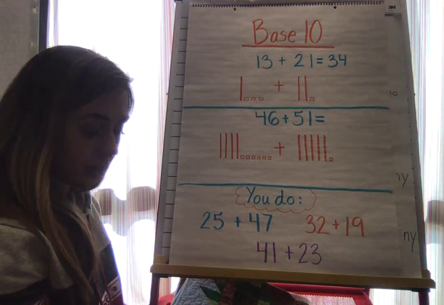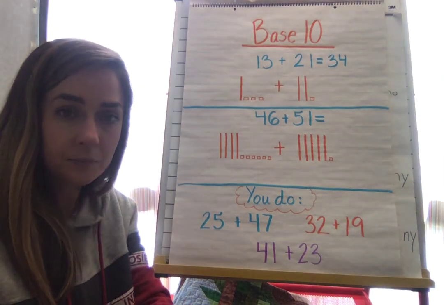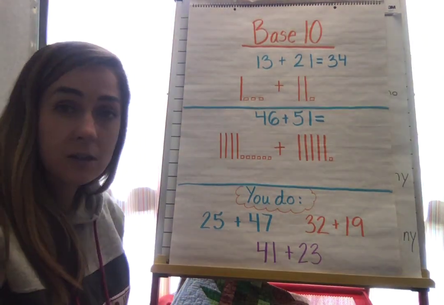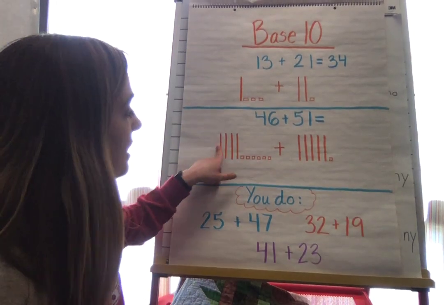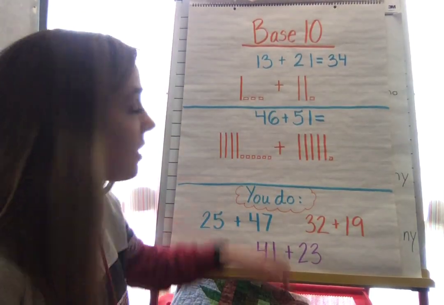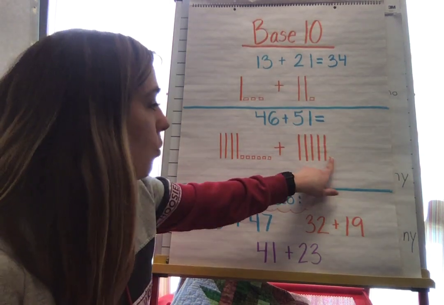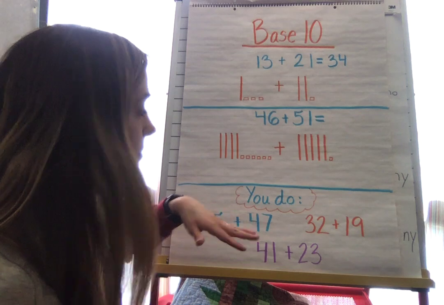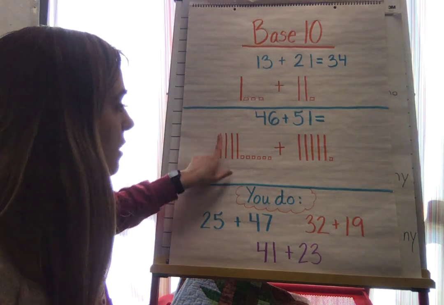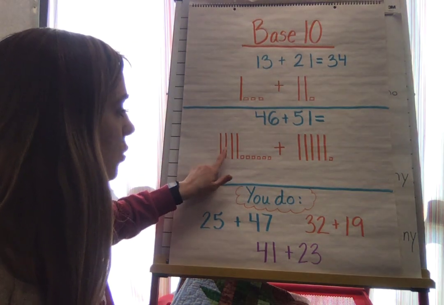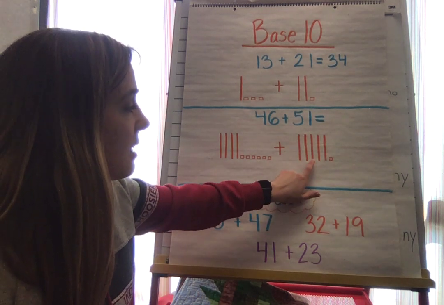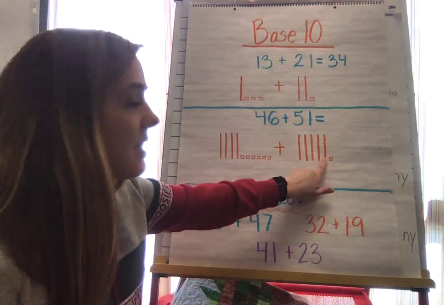All right, now to figure out my answer, I need to add them all up. Remember, I'm going to count my tens first, because it's going to be easier to count on with the little ones than to try to count by tens. Okay, so we're going to count our sticks first. Count with me. 10, 20, 30, 40, 50, 60, 70, 80, 90.